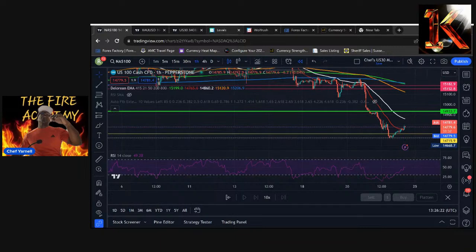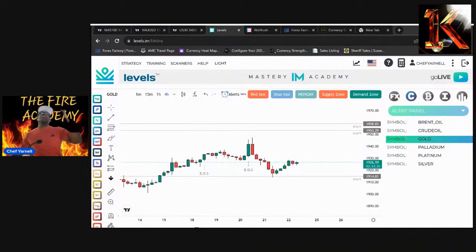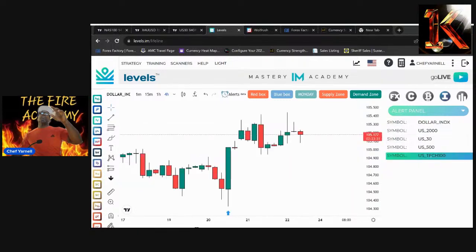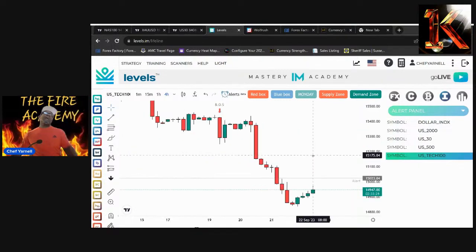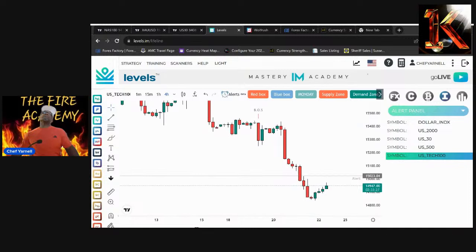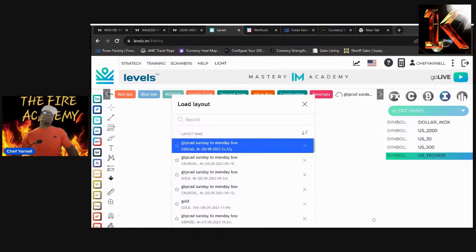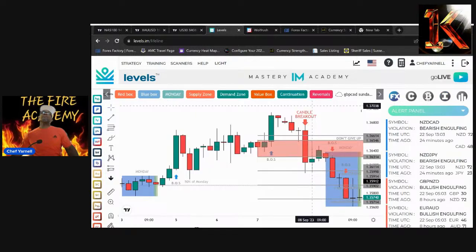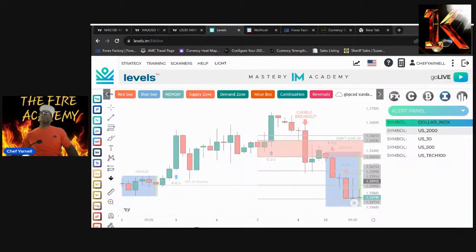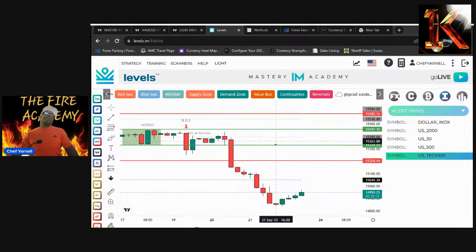Now, how do I check that? I go right to levels, and I actually go back and forth between the two. I go to US Tech, and then I look at, let me do this real quick. Let's load it. I already marked it, so I don't have to do it again. I'm going to show you what I did. We had the Monday box. All right, go back here and US Tech. All right, it's already marked.